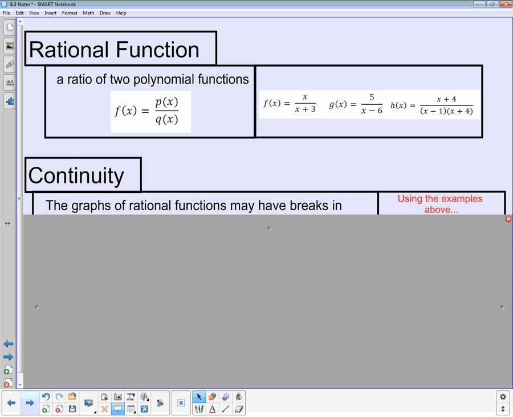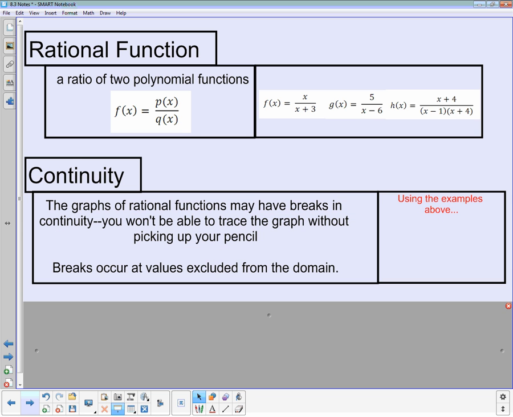Now, continuity. Continuity is where there are breaks in the graph. So the graph of rational functions may have breaks in continuity. You cannot trace the graph without picking up your pencil. So there's going to be some break. It's not continuous. It's going to have some place where it stops. Breaks occur at values that are excluded from the domain. So that's important to know. Breaks are excluded from the domain.